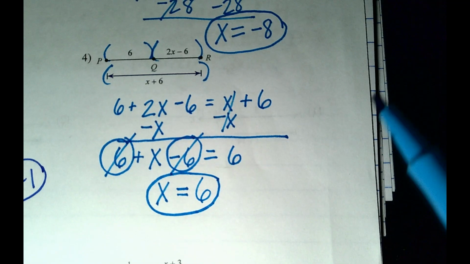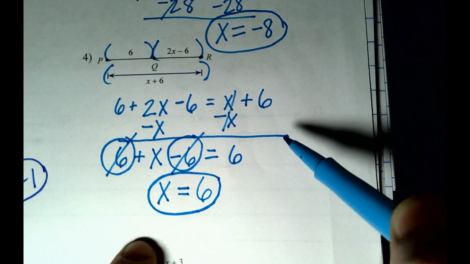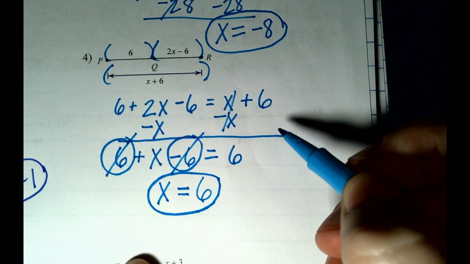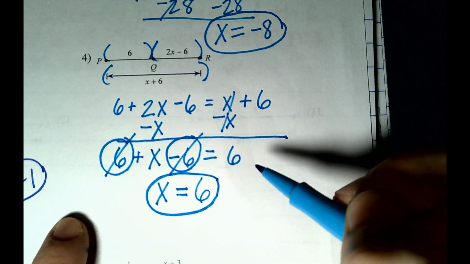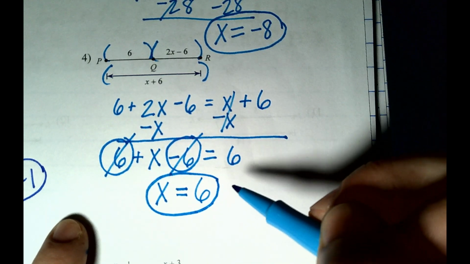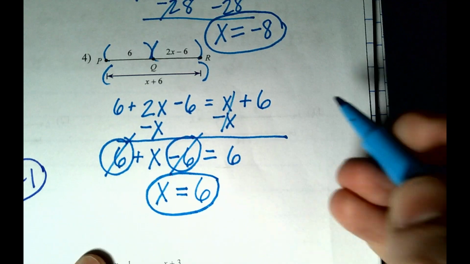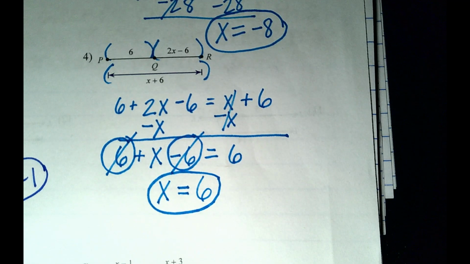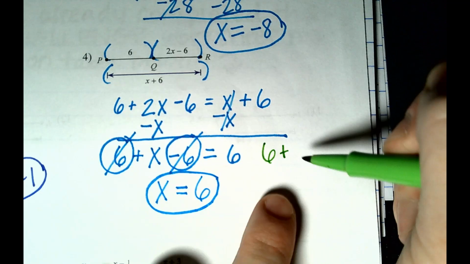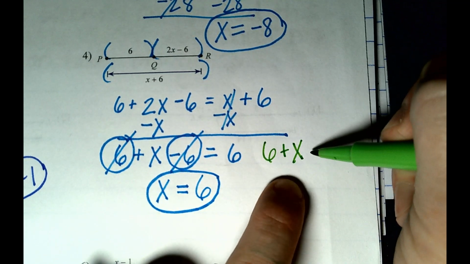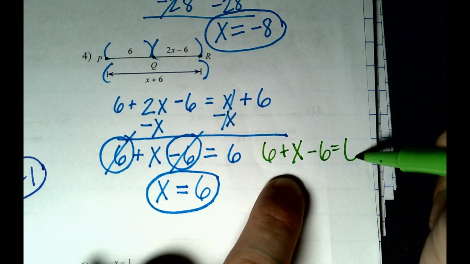So we've got 6 plus 2x minus 6 equals x plus 6. Perfect. We subtracted the x, left us with 6 plus x minus 6 equals 6. We subtracted, no, we added 6. Oh, okay. I'm going to write how you did it because I bet other people did it this way. So ignore this. I'm going to get to this step. 6 plus x minus 6 equals 6.